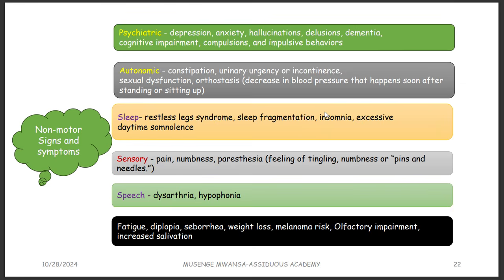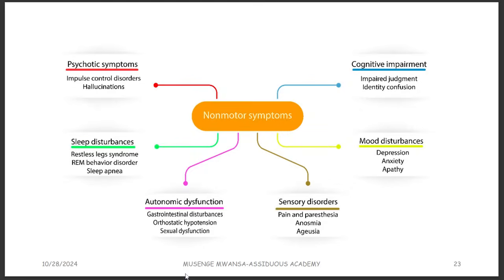Insomnia. Remember, with insomnia the problem can either be you are failing to initiate sleep, or you are failing to maintain the sleep. And also excessive daytime somnolence, where someone is dozing in the day. And then for speech, there can be dysarthria, hypophonia, low voice. Other features: fatigue, diplopia, weight loss, melanoma risk, olfactory impairment, and increased salivation.